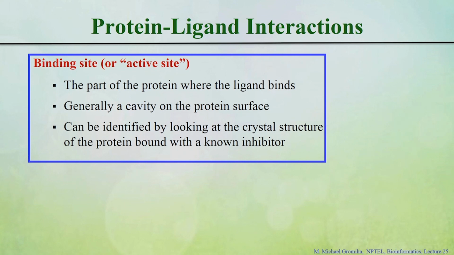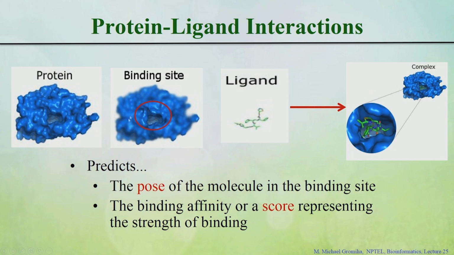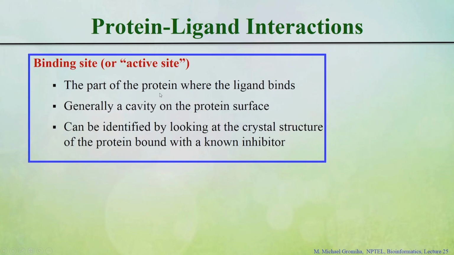What is the meaning of binding site or pose? This is the part of the protein where the ligand binds. In this figure you can see the place where the ligand can probably bind. This is the binding site, and generally this kind of cavity is on the protein surface, because the interior part is highly packed and mainly imparts the stability of the protein. Generally, you can see this type of cavity on the protein surface.